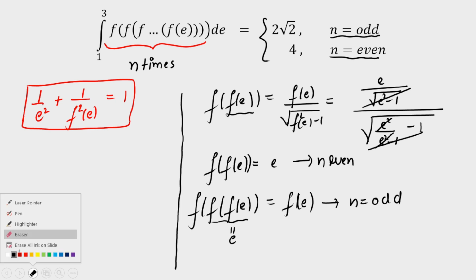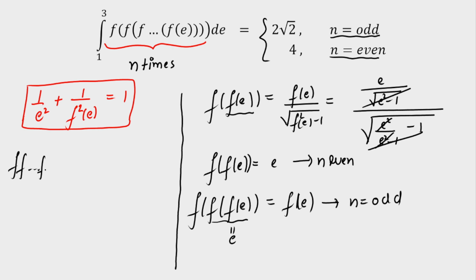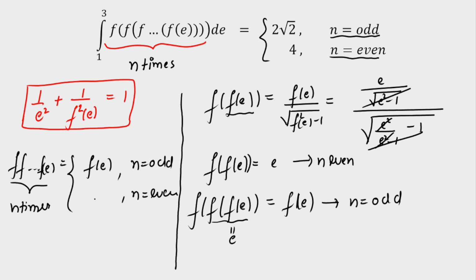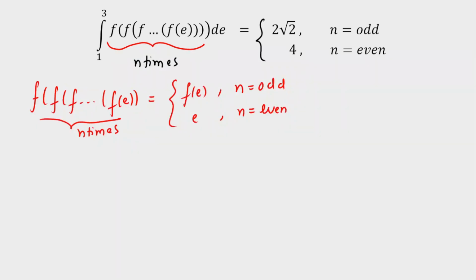So let me write the generalization here. f of E taken n times, for n equal to odd, is equal to f of E here, and for n equal to even, it is equal to E here. Once we got the generalization of the composite function, now we are ready to integrate. So I'm going to take the cases.